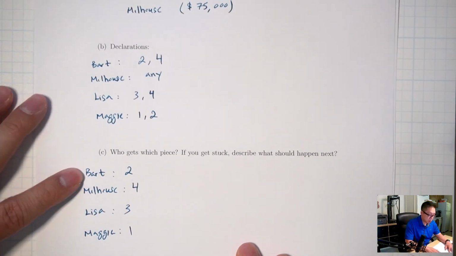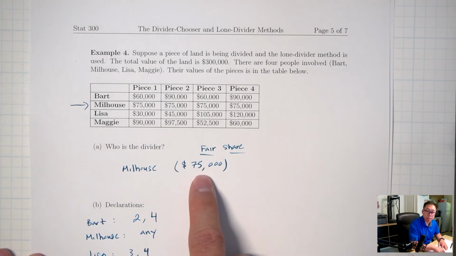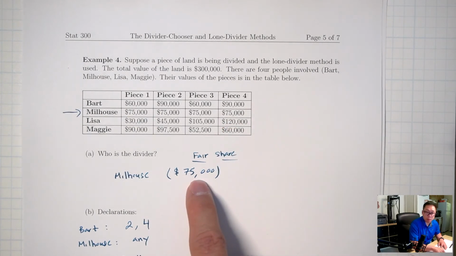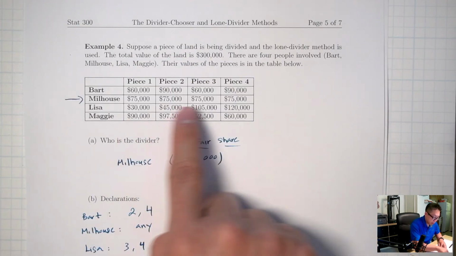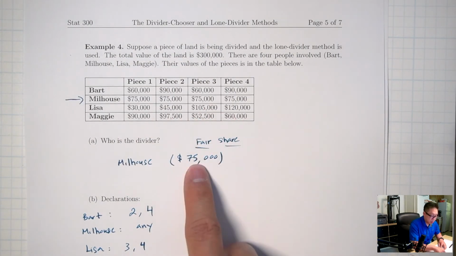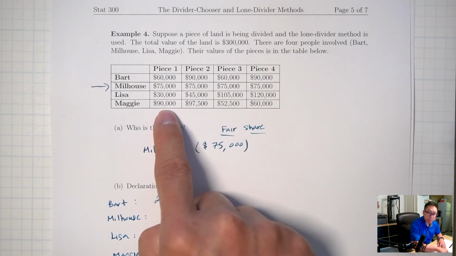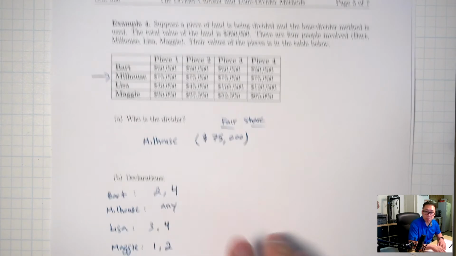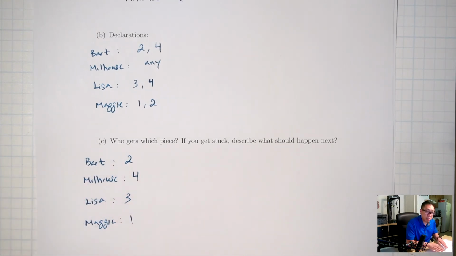So Bart got piece 2, which was worth $90,000 to him, right? He's happy because it's more than what he deserves. Milhouse got piece 4, which was $75,000. He's happy because it's $75,000 or more. He got what he thinks he deserves. Lisa, we gave her 3, which is $105,000, which is more than what she deserves. And then Maggie got 1, which is $90,000 in her eyes. So she got more than what she thinks she deserves also. So everybody's happy.